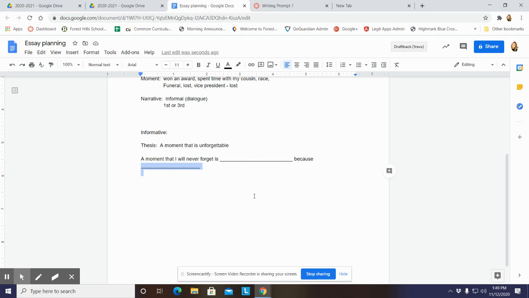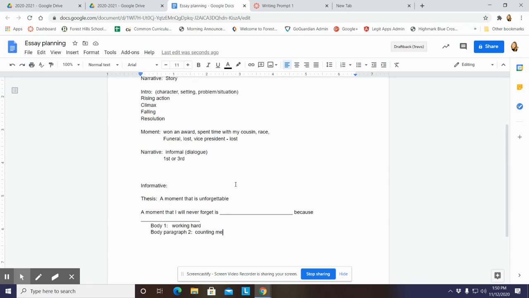I could list, a moment I will never forget is when I won the race because I worked hard to get there, and a lot of people were counting on me. And I gave those two parts to it. Now I know that my first body paragraph is going to be about me working hard to get there, and maybe body paragraph 2 is going to be about people counting on me, okay? And then I have a conclusion to that, and the conclusion kind of wraps that up and says why it's important and leaves the reader with that satisfying ending.